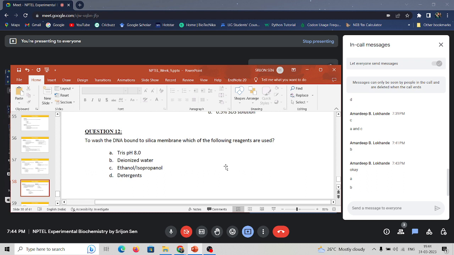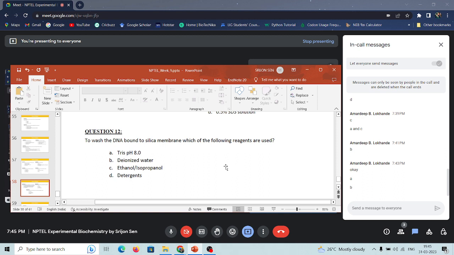B, it is DNA. You have been asked to wash the DNA bound. It's about washing, not about eluting. When you use water, it will actually elute. Yes, it's deionized water, but for washing, what do you use? You do not use detergents because it will hamper your DNA. You do not use other salts because it will make it tighter, and you do not even know whether a pH of 8 suits your DNA or not. So we use ethanol or isopropanol.